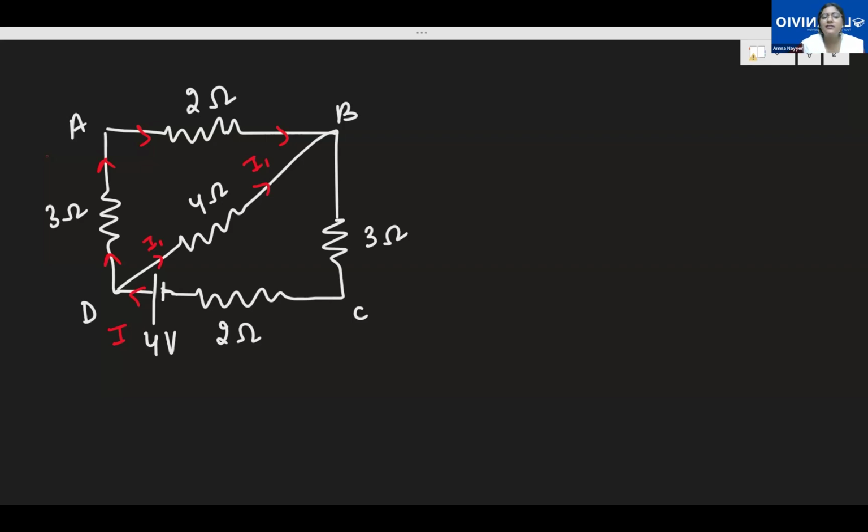Yes, I minus I1. Plus if 10 amperes of current is coming and 2 amperes goes off in one wire, how much will be left and will go in the other wire? What will you say? 10 minus 2? You will directly say 8. That means 10 minus 2 is 8.